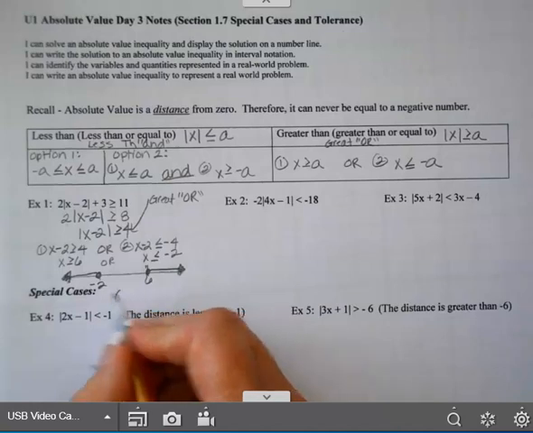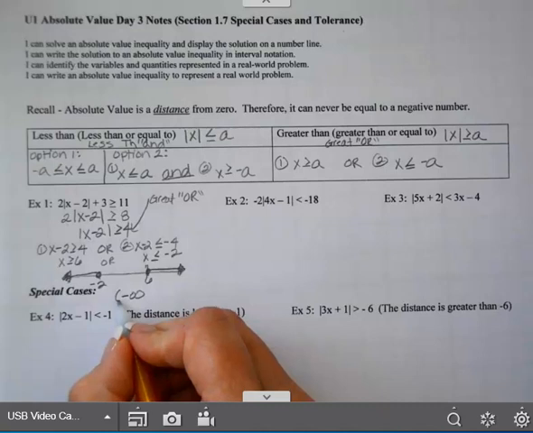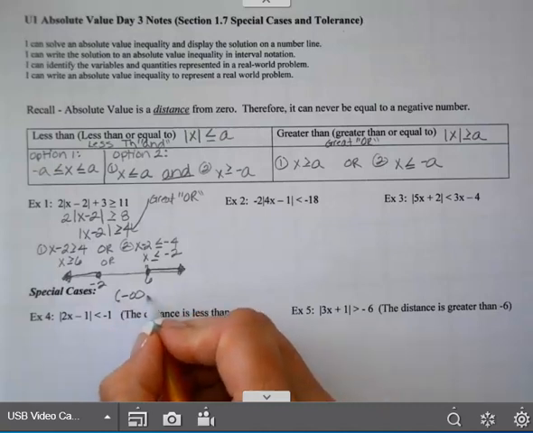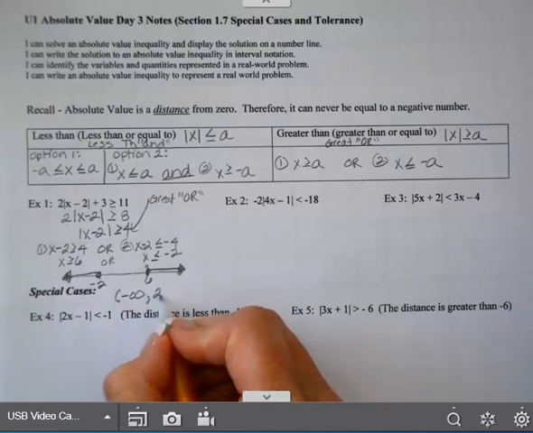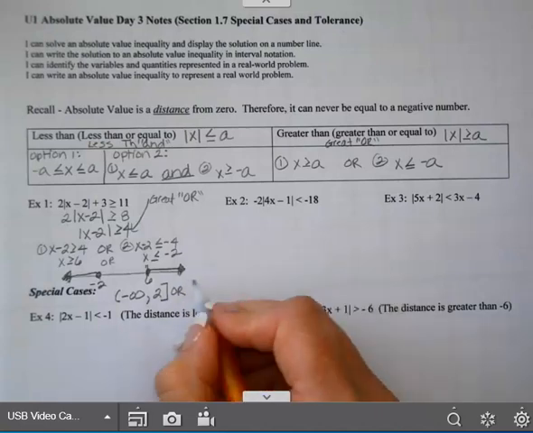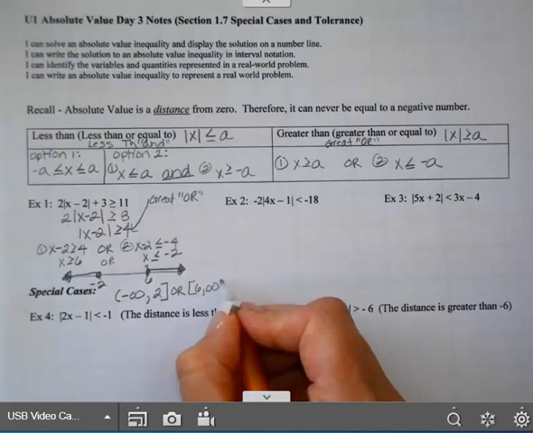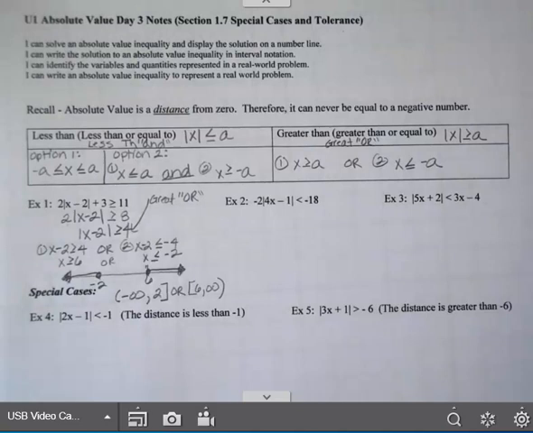Interval notation, it goes left forever, so that's negative infinity. Remember, your infinities always have parentheses. Comma, stops at negative 2. Negative 2 is included, so it's a bracket. I need to use the word or, so make sure you include your conjunction. And then it starts up at 6, and it goes to infinity. 6 is included. Infinity will always use a parenthesis.